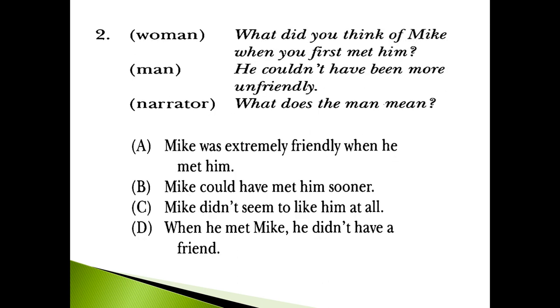Now we come to exercise number 2. What did you think of Mike when you first met him? He couldn't have been more unfriendly. What does the man mean? Okay, now we see. He couldn't have been more unfriendly. Dia tidak bisa lebih tidak bersahabat. Nah, kalau tidak bisa lebih tidak bersahabat lagi, berarti sudah sangat tidak bersahabat. So, which is the correct answer? The answer is C. Mike didn't seem to like him at all. Mike tidak terlihat menyukainya sama sekali.